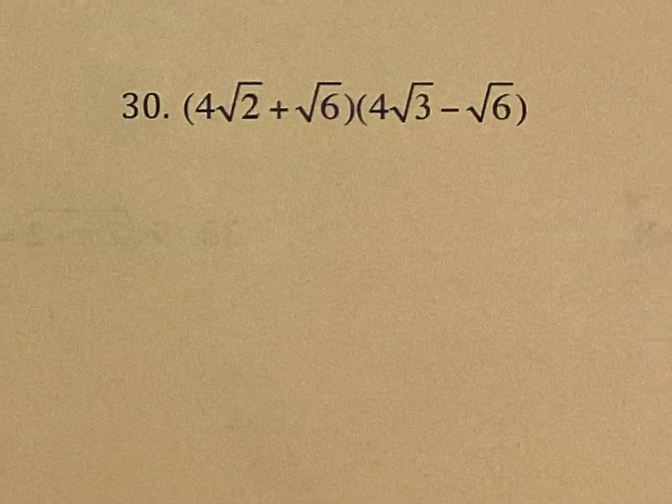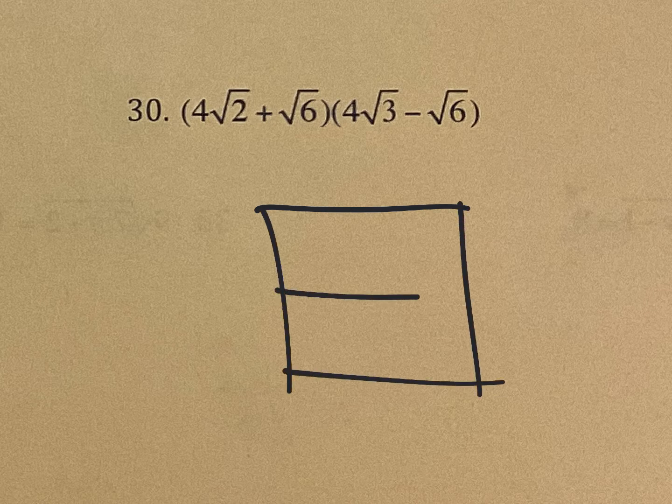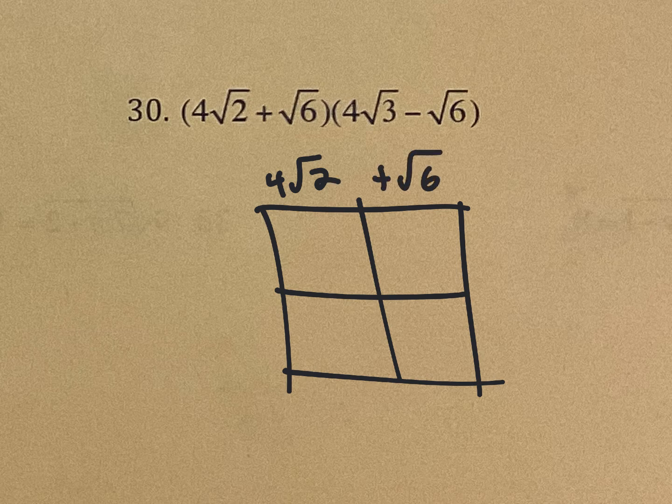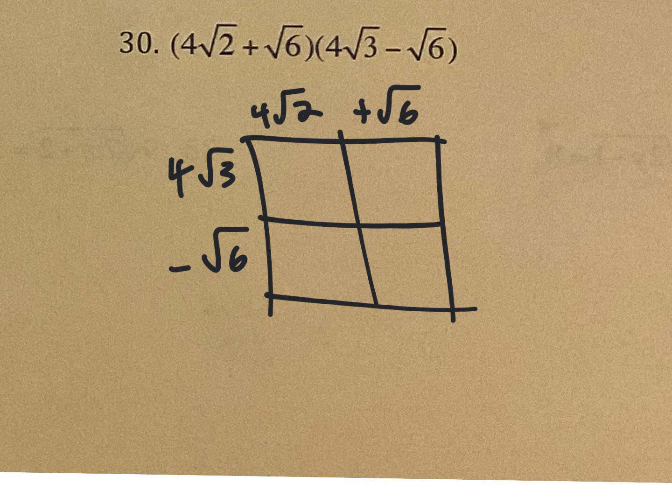30. Very similar. See if you can do it on your own and hit pause and check your answer. I'm going to set up my box. It's going to be a little different, I guess. Okay. All right, here we go. 16, 3 and 2, square root of 6. Top right box. Okay. Square root of 3, square root of 6, square root of 18. The 4 tags along, there's nothing to multiply with.